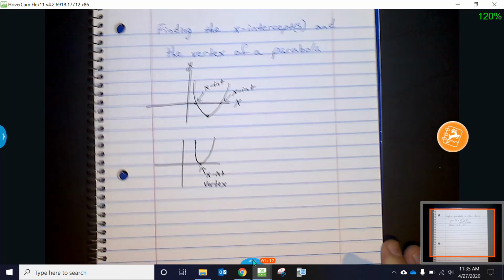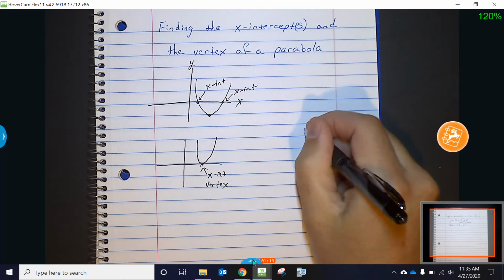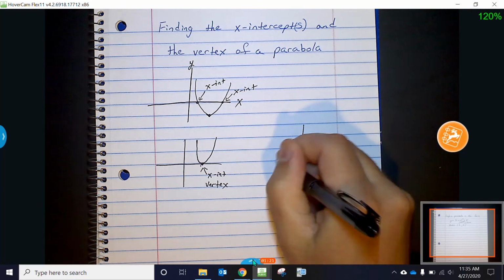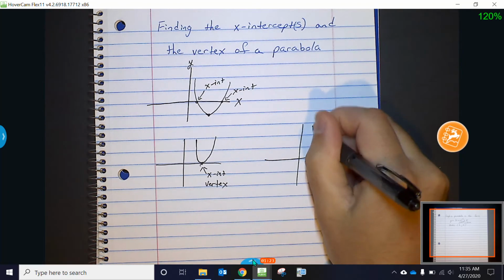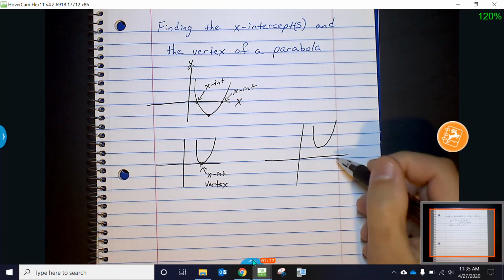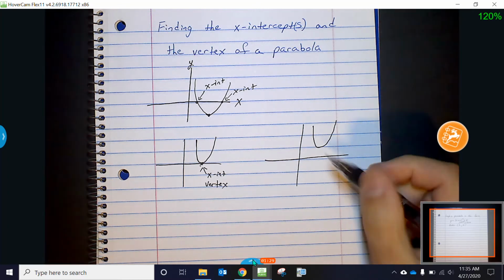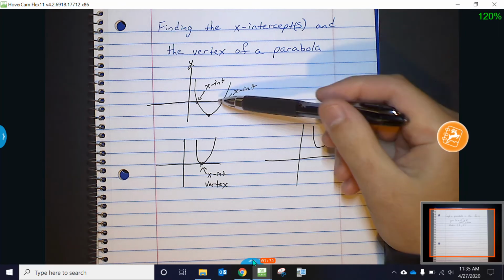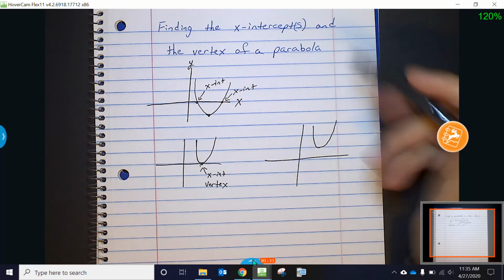The third scenario, which I don't believe Alex gets into this year, it's a future course, is if it doesn't hit it at all. In the third scenario here, there are no x-intercepts. But what we're looking at today, in our problems, we'll see 2 answers and 1 answer.